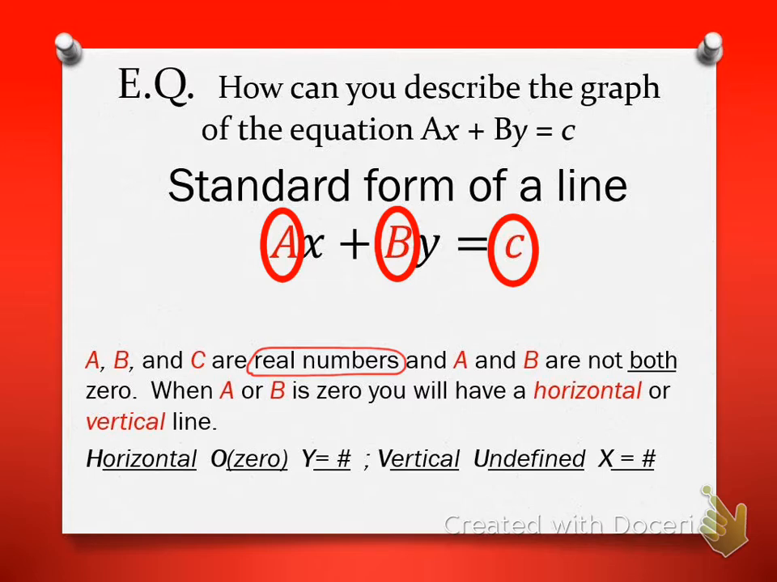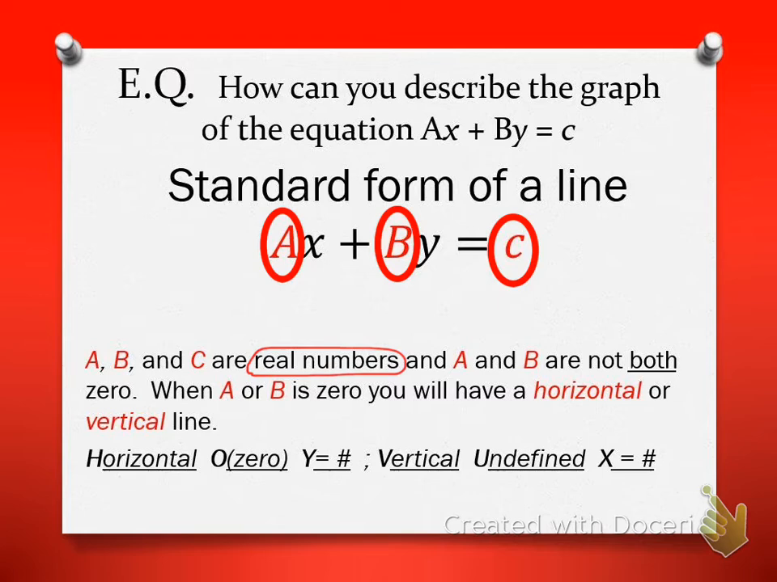All right, let's talk about why. If that A was a 0, what's 0 times x? What's 0 times anything? 0. So that term would be completely gone, right? So what if b was also 0? What's 0 times y? So that term would also be gone. So if a and b are both 0, we no longer have any variables, right? So a and b are not both 0.